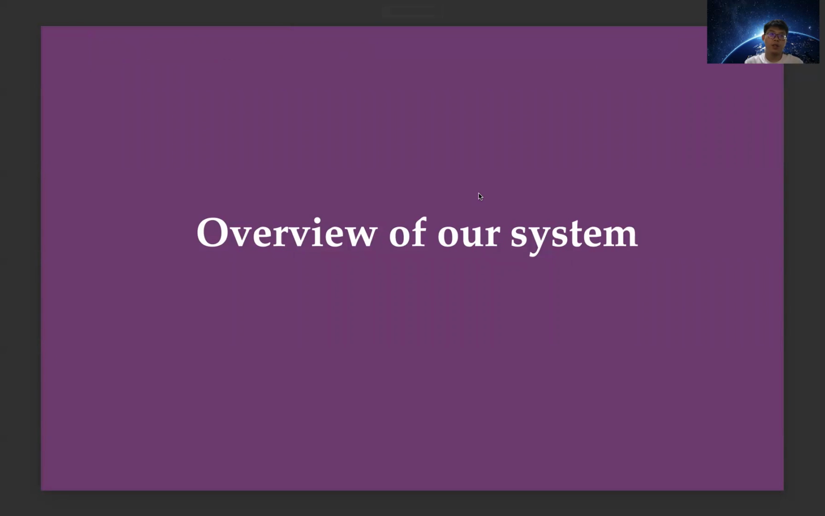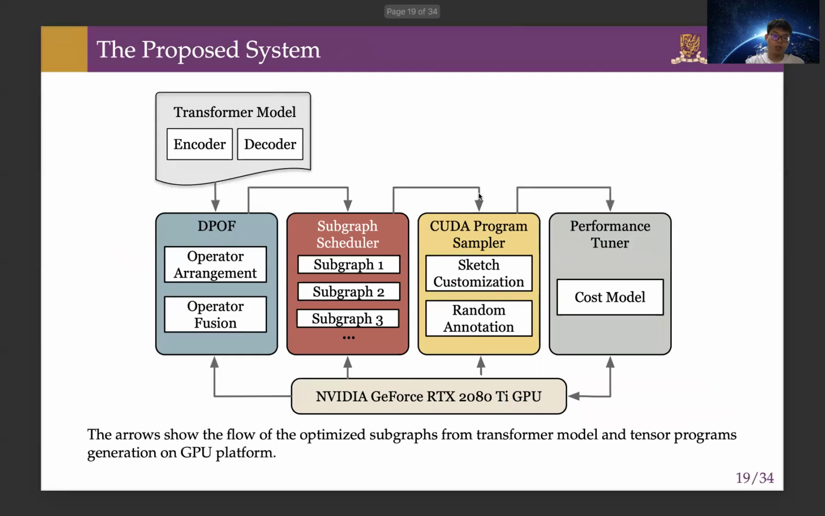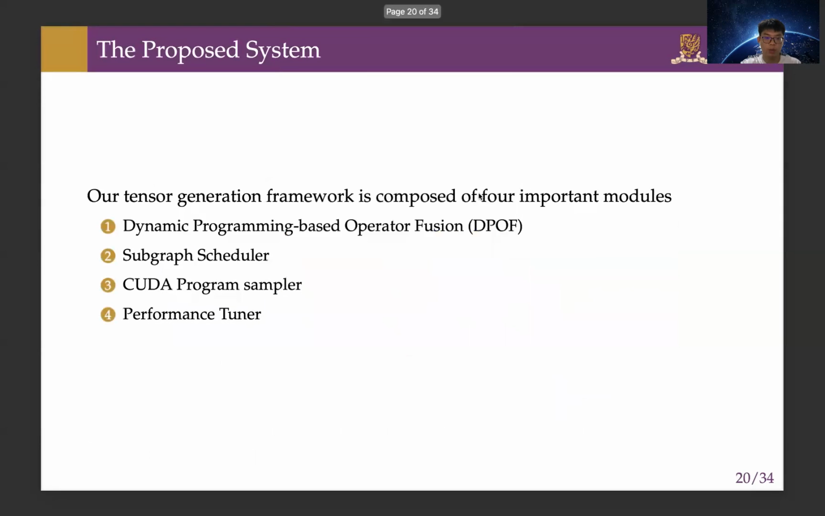Okay, in this section, I'm going to have a look at the overview of our system. The flow shows the optimized subgraphs from the transformer models and the tensor program generation on the GPU platform. Our tensor program generation framework is composed of four important modules. The first is a dynamic programming-based operator fusion. The second is a subgraph scheduler. The third is a CUDA program sampler, and the fourth is a performance tuner.